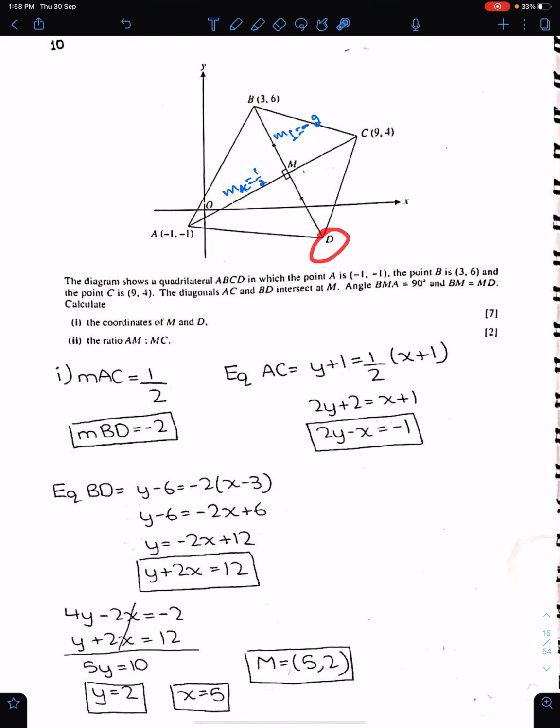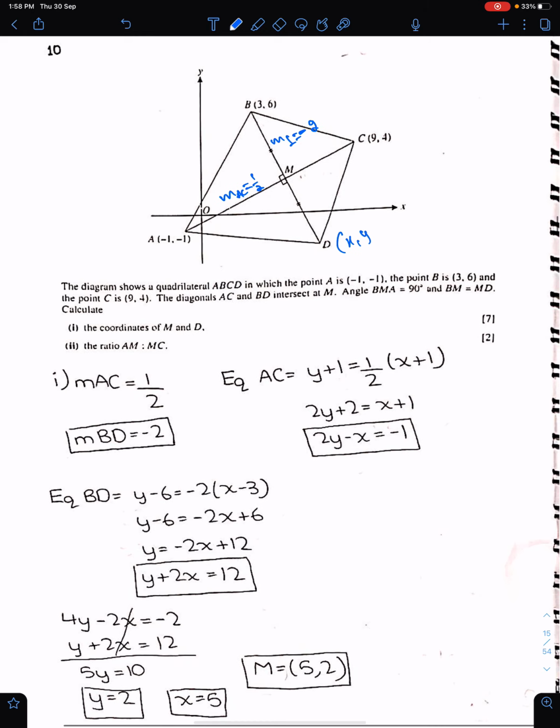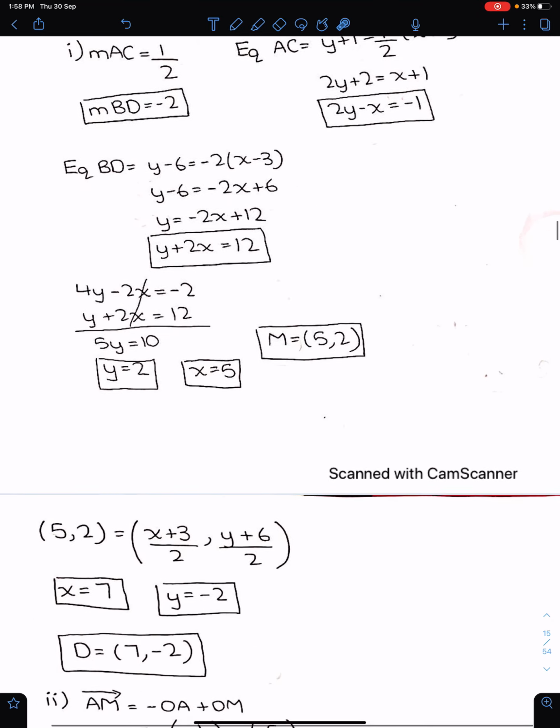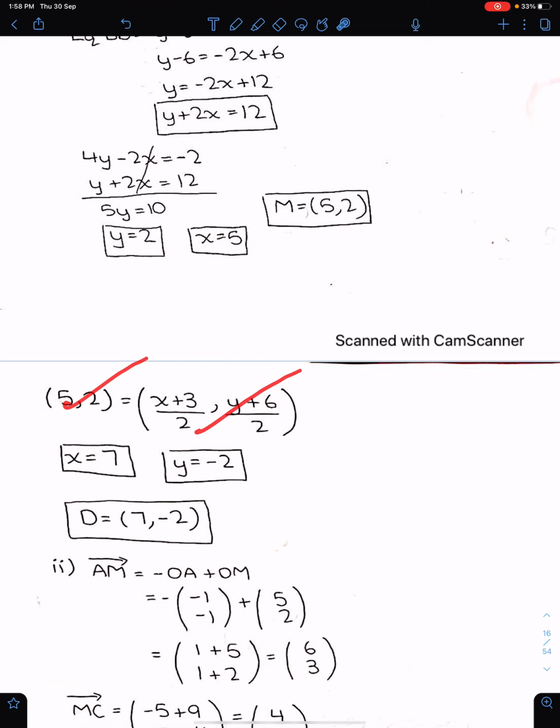For D, use the midpoint formula. Coordinates of D will be (x, y). Since M is the midpoint of B and D, with the help of the midpoint formula we can get the coordinates of D, which are (7, -2).